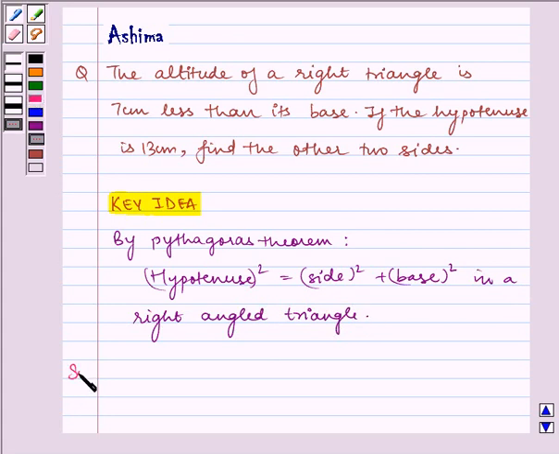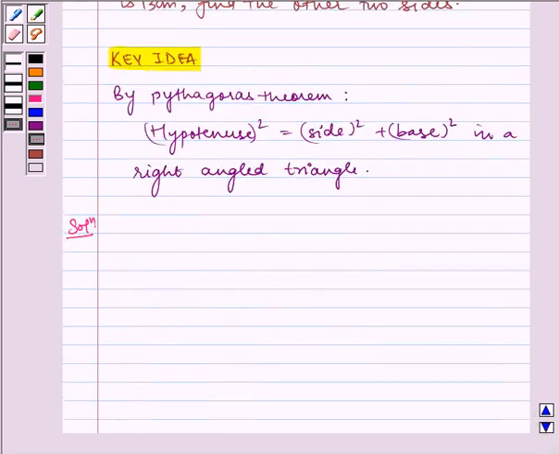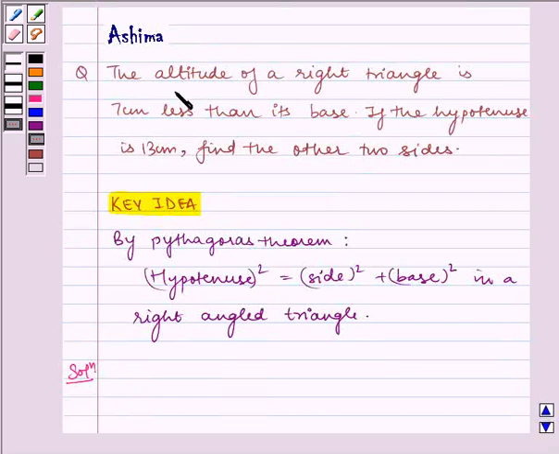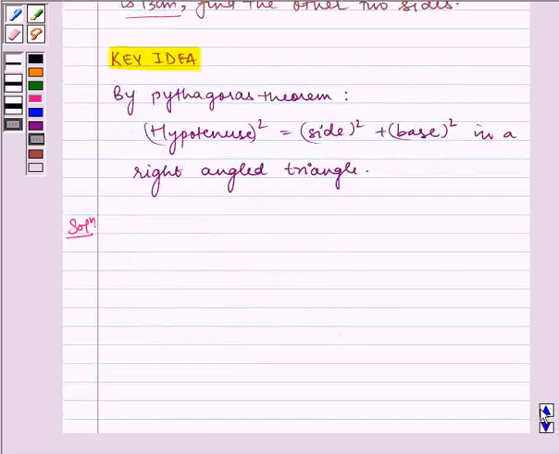Now let us write the solution. Given to us is altitude is 7 cm less than its base and hypotenuse is equal to 13 cm. So, we have to find base and altitude.